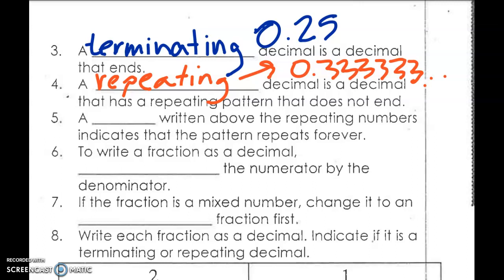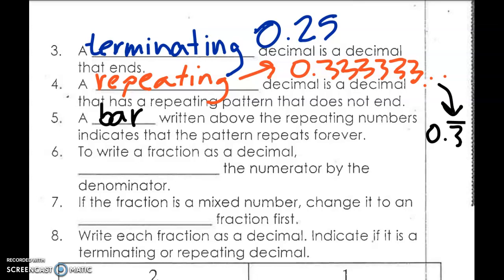Now, in order to more efficiently write a repeating decimal, we use a bar written above the repeating numbers. So, for example, that 0.3333 would just be 0.3 with a bar above the 3 because that's what's repeating. And how you would say that is 0.3 repeating.